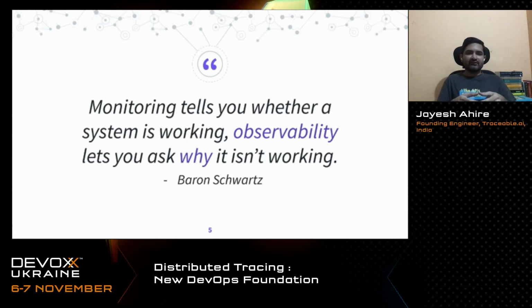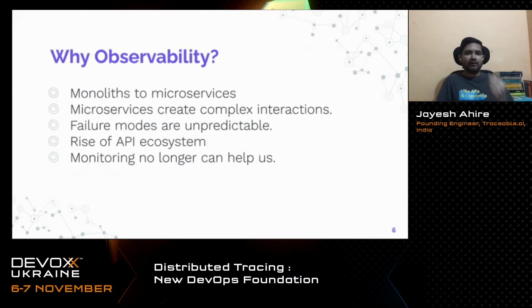So monitoring or traditional APM solutions have been around for quite some time, and as this quote says, monitoring tells you whether your system is working, and observability lets you ask why it isn't working. And this why here is very important. So let's first see why we need observability in the first place. There are multiple reasons behind the requirement for observability. So let's walk through our thought process, which will help us understand the situation better, and conclude on why we need observability.